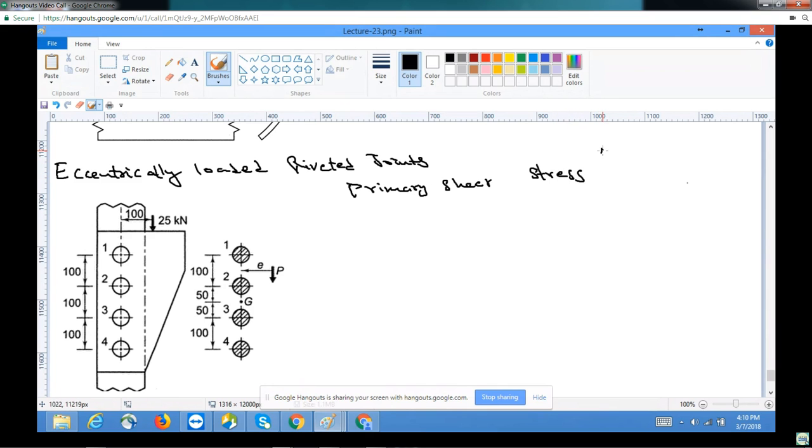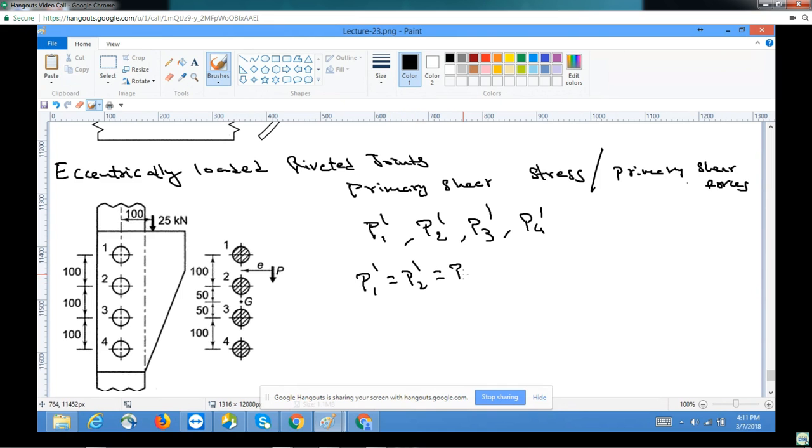That gives you the primary shear forces, which we'll call P1 dash, P2 dash, P3 dash, P4 dash, since there are 4 such rivets. All are equal to the total load P divided by the number of rivets. So in this case, since we have 4 rivets, P is 25 and the number of rivets is 4.